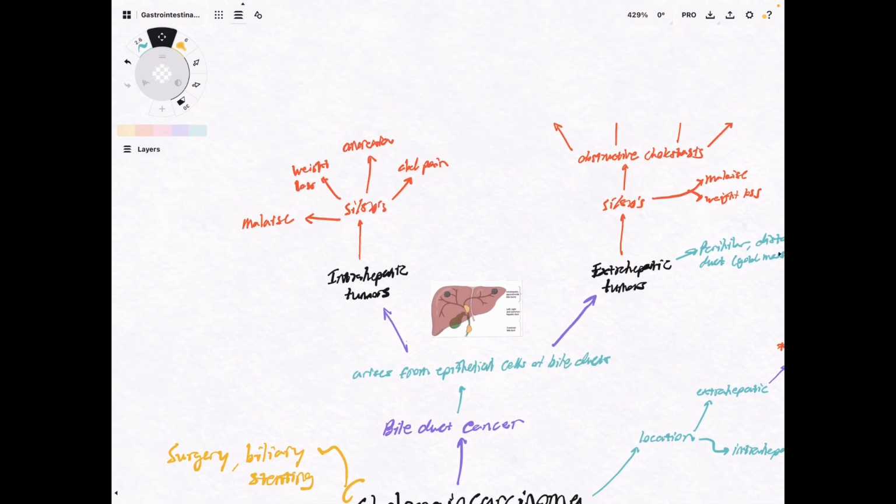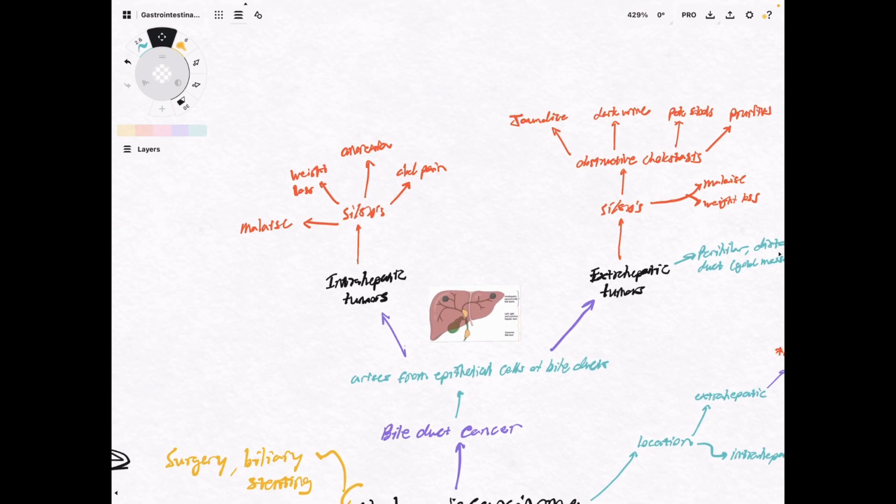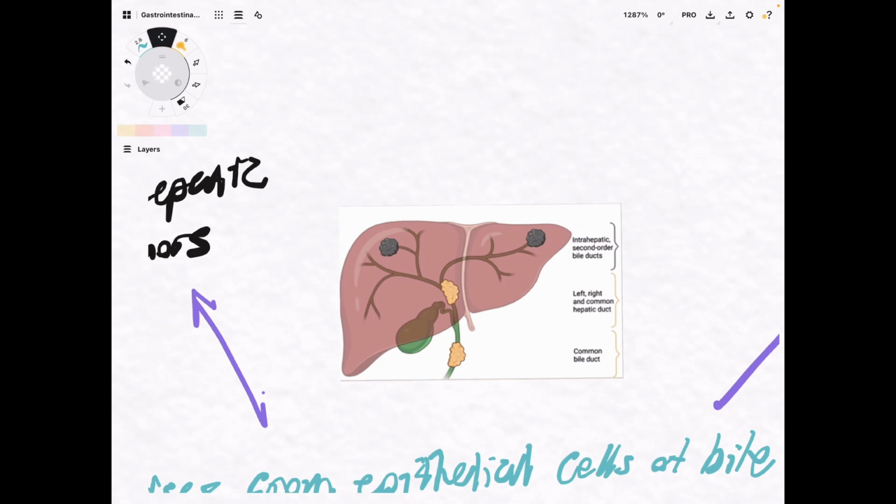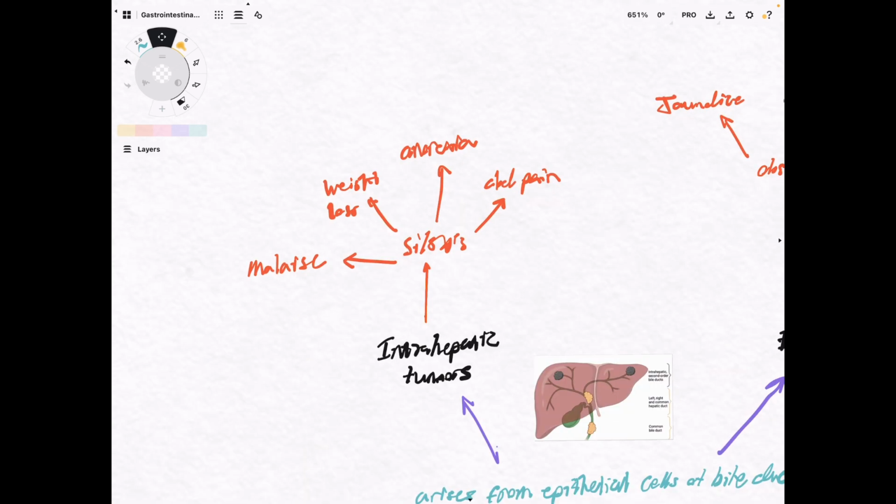So intrahepatic tumors, we'll start there first. So if it's an intrahepatic tumor, remember, if you're looking at the liver here, it depends on really where it is. So if it's a tumor here, bile is only going to back up upstream. So bile everywhere else is going to be able to flow down, and you're not going to see really biliary obstructive or cholestasis symptoms. So you're mainly just going to have the normal cancer symptoms. You're going to have weight loss, malaise, anorexia, abdominal pain. So mainly just more generalized cancer symptoms.